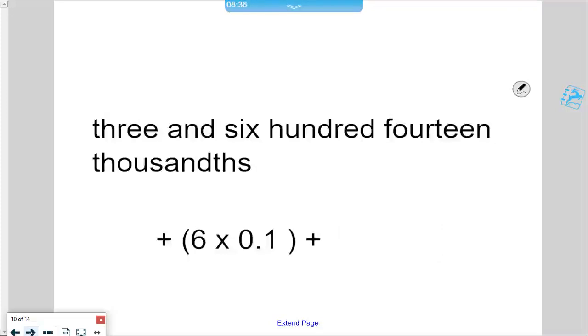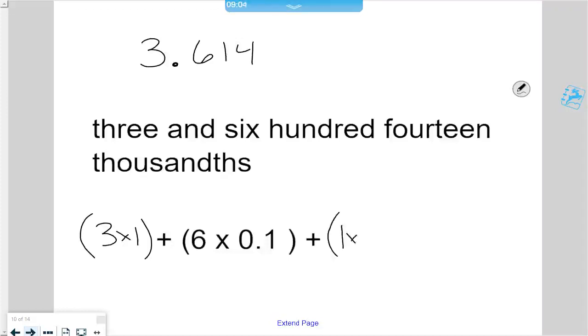So this one says 3 and 614 thousandths. So I know that I have 3. My decimal point is in there because that's my and. 614 thousandths. Over here, I'm going to have 3 times 1 plus 6 times 0.1 plus 1 times 0.01 plus 4 times 0.001.